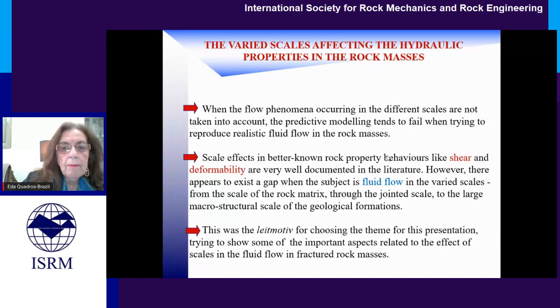Scale effects in better known rock property behaviors like shear and deformability are very well documented in the literature. However, there appears to exist a gap when the subject is fluid flow at the varied scales, from the scale of the rock matrix through the jointed scale to the large macrostructural scale of the geological formation. This was the leitmotif for choosing this theme for this presentation, trying to show some of the important aspects related to the effect of scales on fluid flow in fractured rock masses.